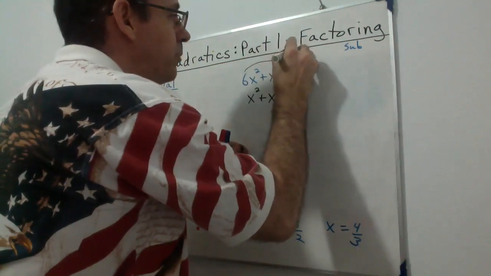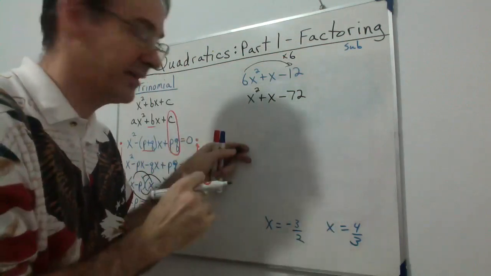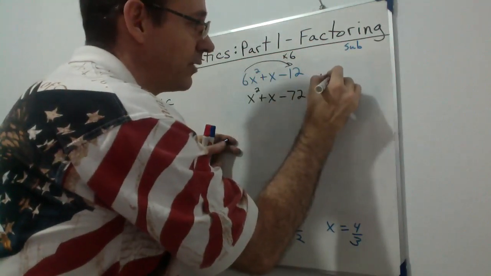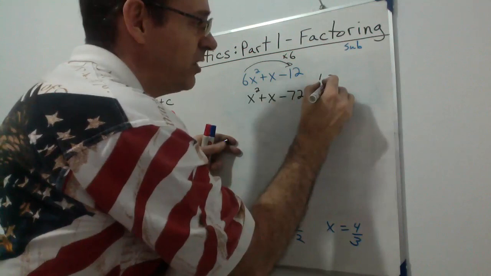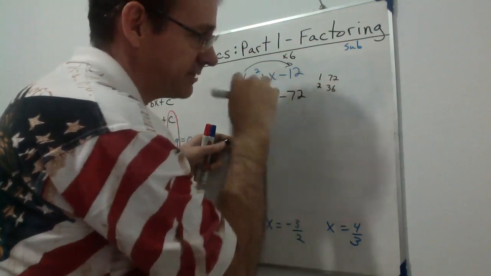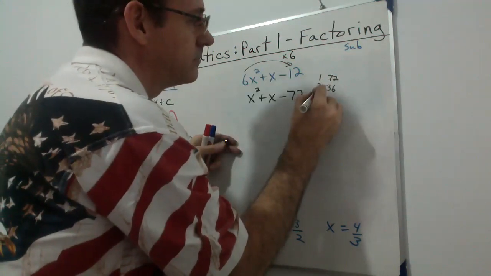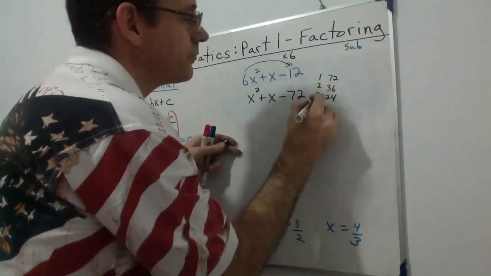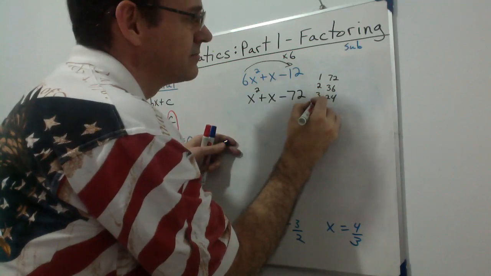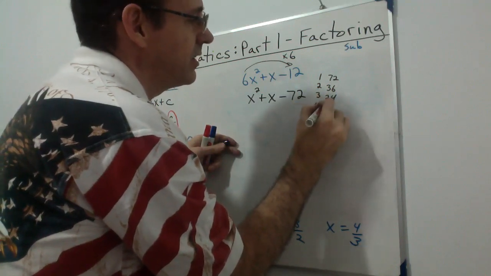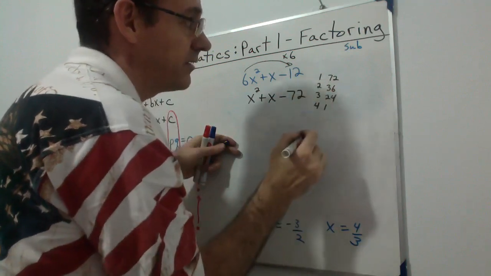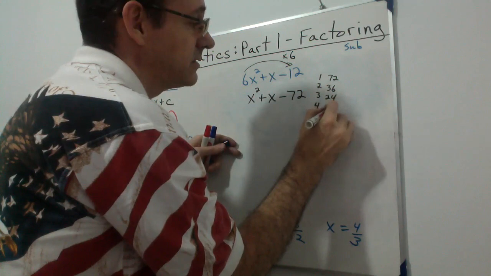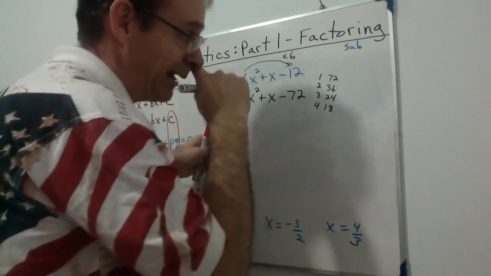So what you do on this one is we've moved the 6 to the front. Now remember, you multiplied by 6. Don't forget that. So our factors of 72, well, we start with 1. 1 times 72, 2 times 36, 3 times 24. 4 goes into 72 eighteen times: 4 goes into 7 one time, that leaves 32, 4 times 8 is 32. So you have 4 and 18.